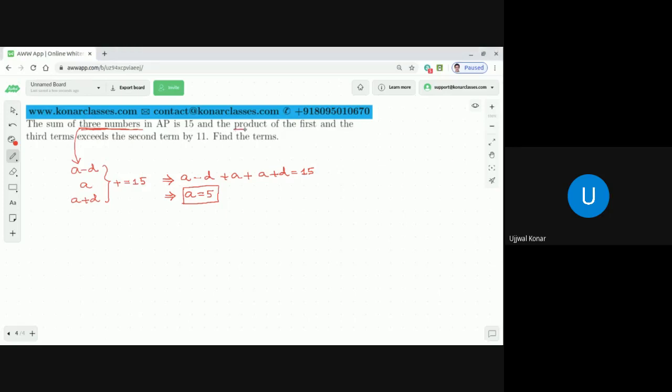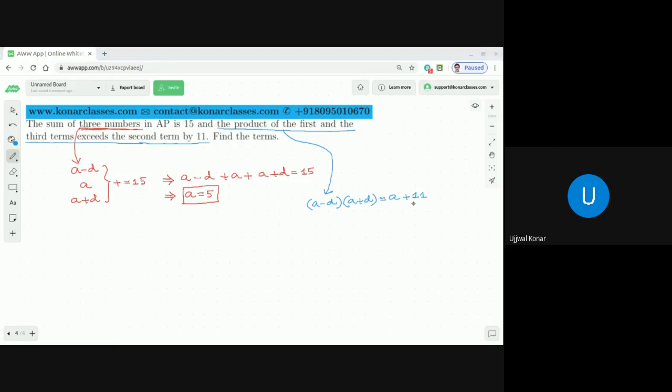So let me use a different color so that later you can follow it properly. The product of the first and third term exceeds the second term by 11. That statement leads us to make this equation: (a minus d) into (a plus d), correct, dear students? Yes. (a minus d) into (a plus d) is equal to a plus 11, correct?